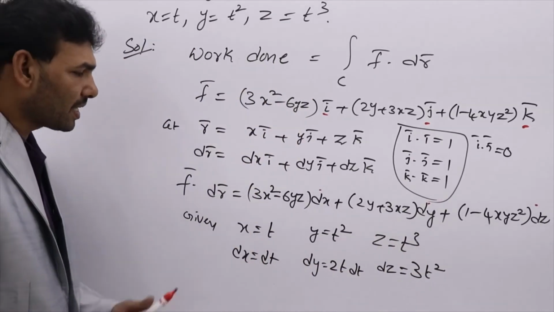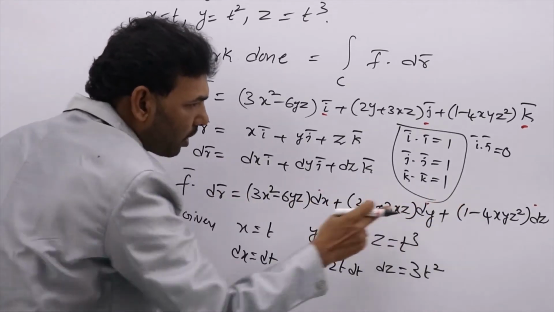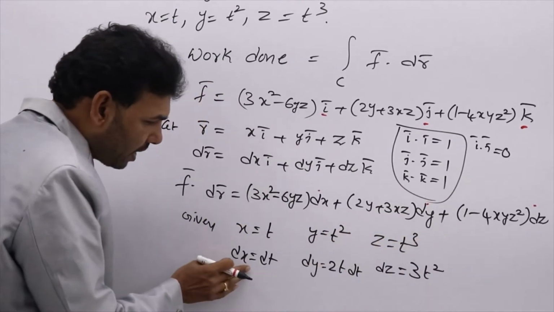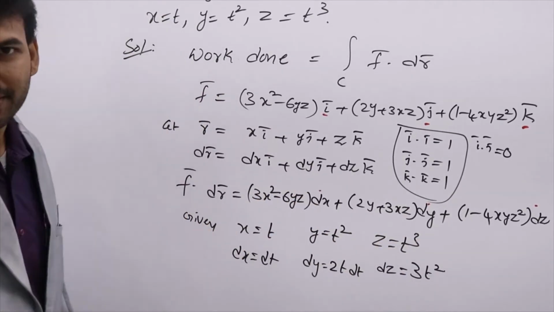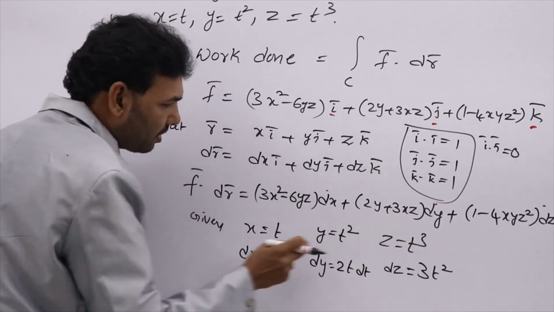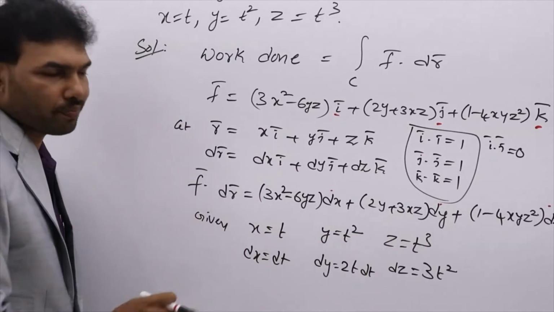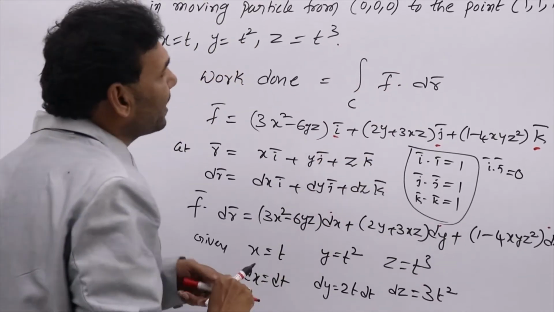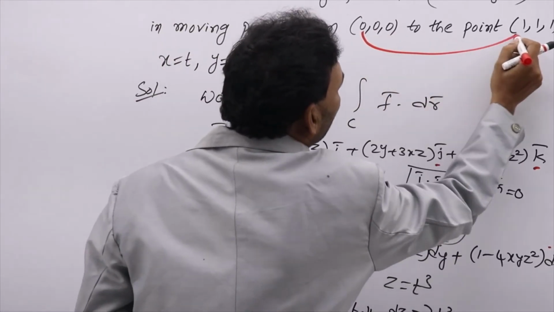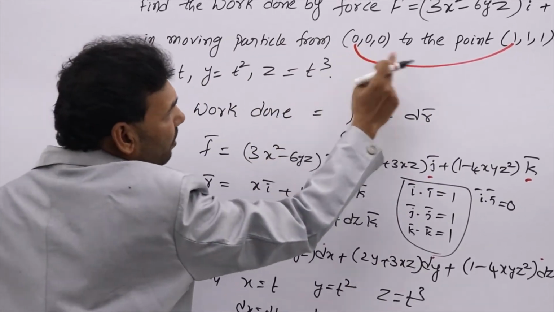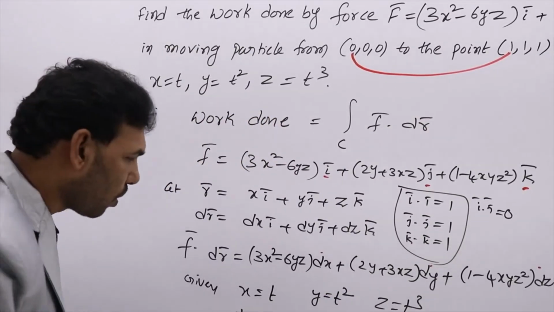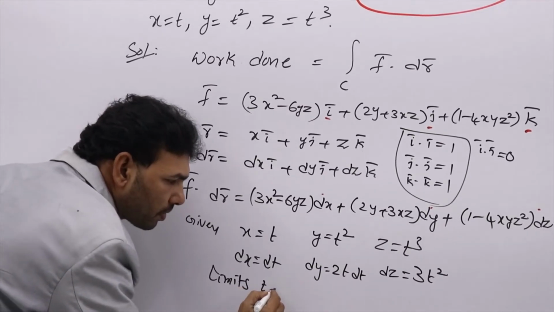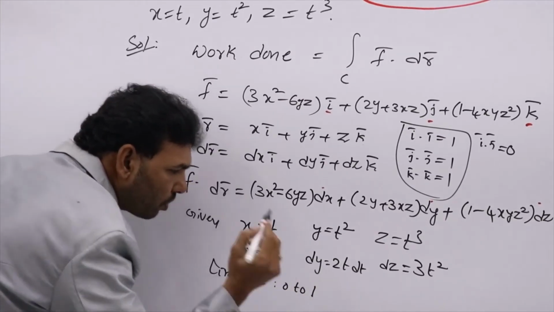So these things we are going to do in F bar dot dr bar. We will replace x with t, y with t square, z with t cube, dx with dt. What about the t limits? Here it is very clearly given x equals t, so the x limits will be the t limits because both are equal. Here x is from 0 to 1, y is from 0 to 1, z is from 0 to 1. So the limits of t are 0 to 1.